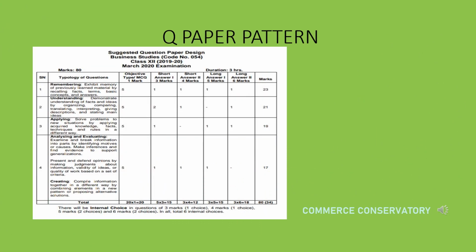The next step is to know how one is going to be tested. So in your question paper, you will have 20 1-mark questions, 5 3-mark questions, 3 4-mark questions, 3 5-mark questions, and 3 6-mark questions. There will be internal choice in questions: for 3 marks, you will get 1 choice, for 4 marks, you will have 1 choice, for 5 marks, you will have 2 choices, and for 6 marks again, you will have 2 choices. In all, a total of 6 internal choices will be there for you.